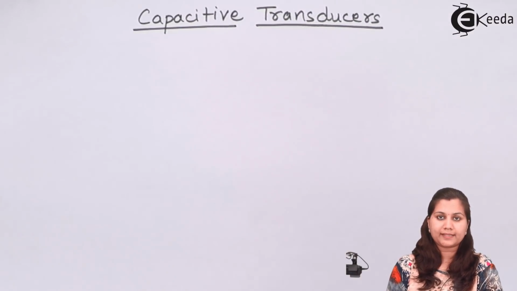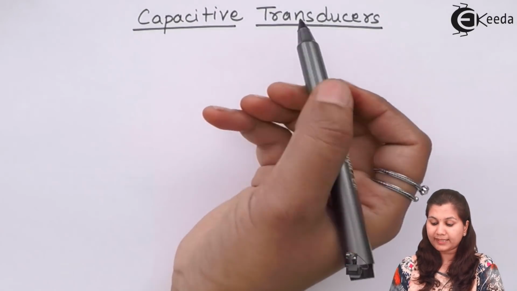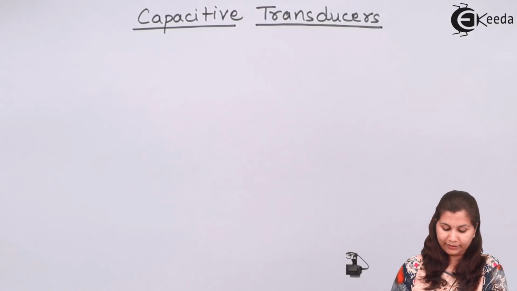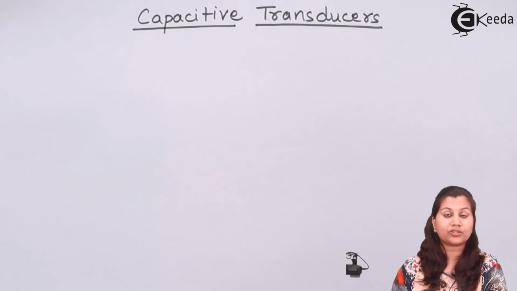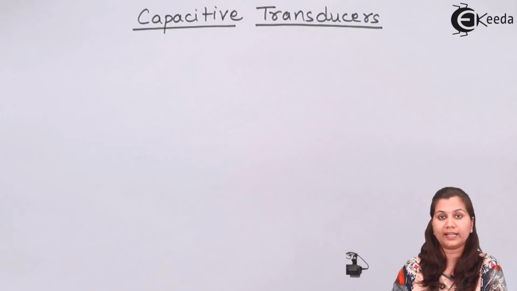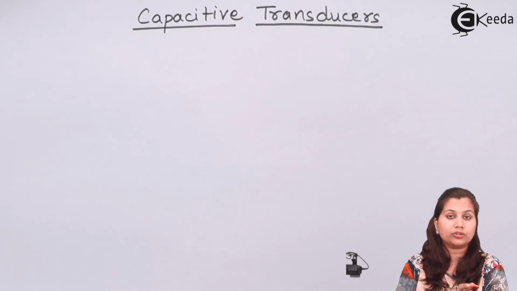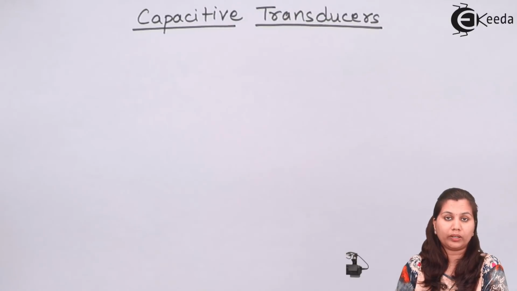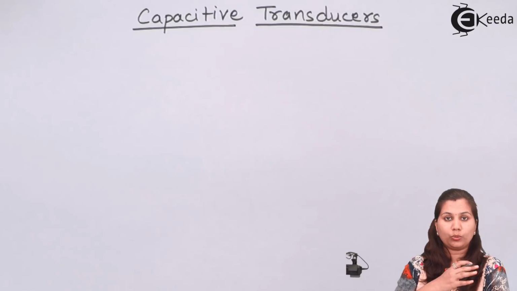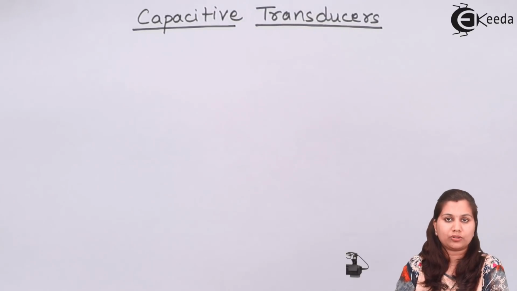So what are capacitive transducers? As the name says, they are a type of transducer, and a transducer is a device which converts a non-electrical quantity into an electrical quantity. So capacitive transducers also convert a non-electrical quantity into an electrical quantity, but they use the principle of conversion where the non-electrical quantity causes changes in the capacitance, and due to the change in the capacitance, the non-electrical quantity is converted into an electrical quantity.